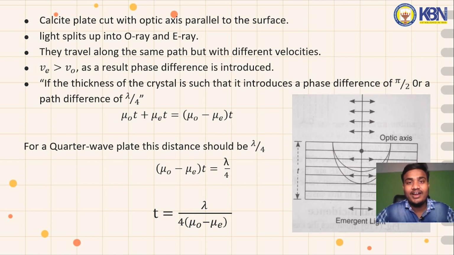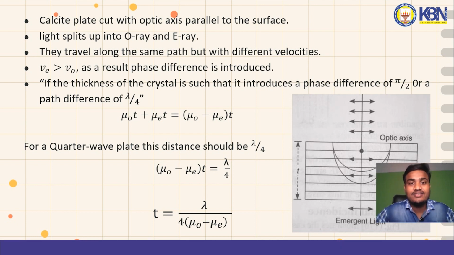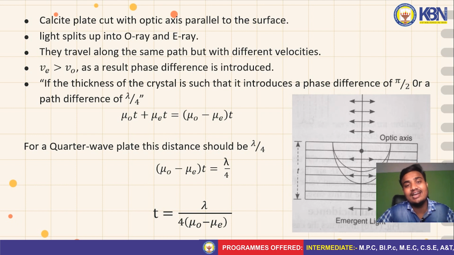Here, in order to find the thickness of the quarter wave plate, the formula is given by T is equal to lambda by 4 into (mu naught minus mu e), where lambda is the wavelength of the incident light, mu naught is the refractive index of the ordinary ray, and mu e is the refractive index of the extraordinary ray.